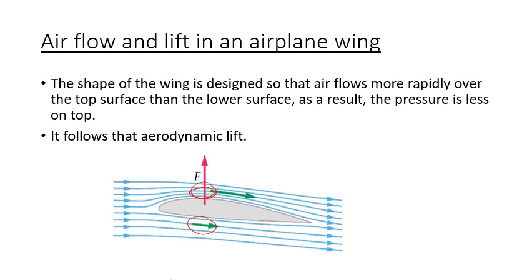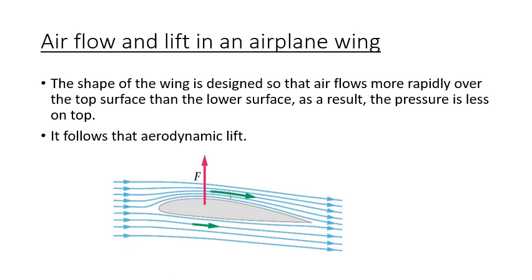So you have the faster, rapid airflow, and due to that the pressure at that point is lower. When you have lower pressure at the top of the wing and higher pressure at the bottom of the wing, it will create a lift. We call this aerodynamic lift.